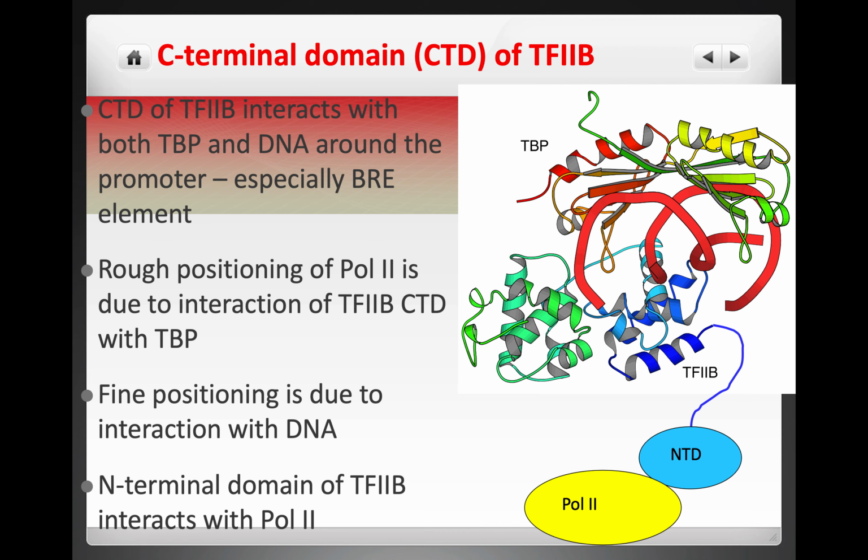Alright, so we know that TF2B doesn't work alone. It works with the CTD, or C-terminal domain. The CTD of TF2B interacts with both TBP and DNA around the promoter, especially with the BRE element, as you can see over here. The rough positioning of polymerase II is due to the interaction of the TF2B CTD with TBP. Your polymerase is not shown here, but here. Fine positioning is due to interaction with DNA and the N-terminal domain of TF2B, over here, which interacts with polymerase II.